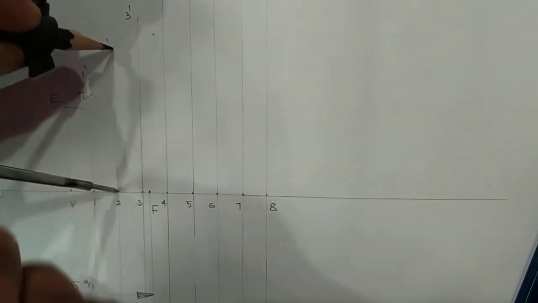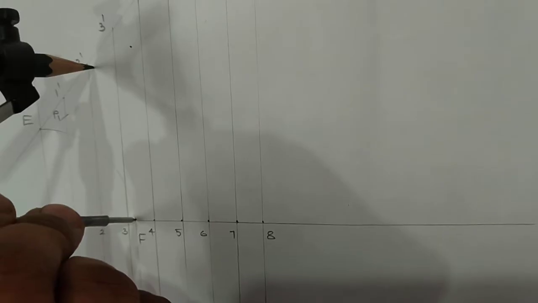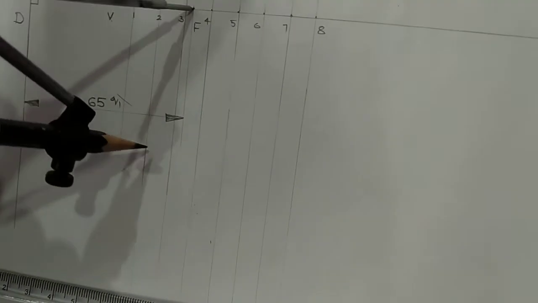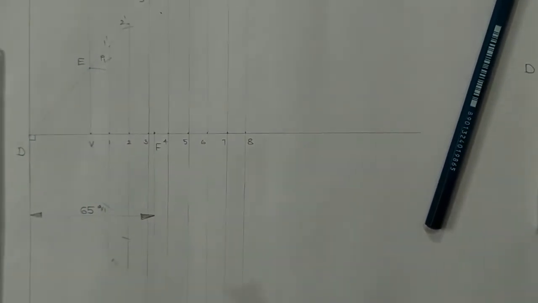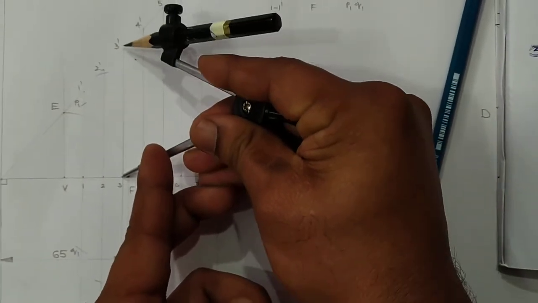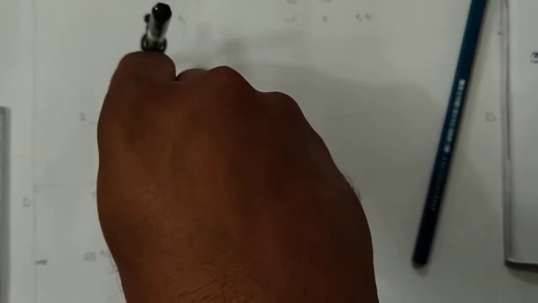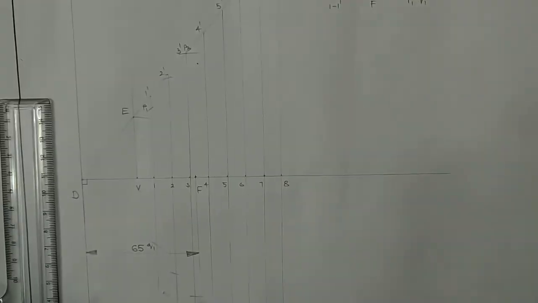So every time we should take the dimensions in this way. 2 to 2 dash dimension as radius, focus point as center. Draw the arc on the second line. So here we will be getting P2, and similarly here we will be getting Q2. I hope you got my point. And next immediately we can move to the third line. That is the 3 to 3 dash dimension as radius, focus point as center. Draw the arc on the third line. So here we will be getting P3, and this one is Q3.